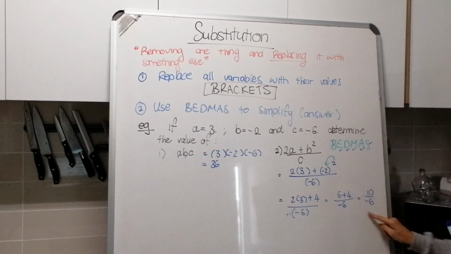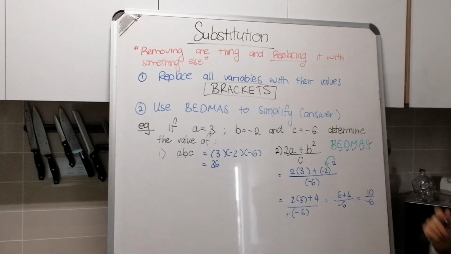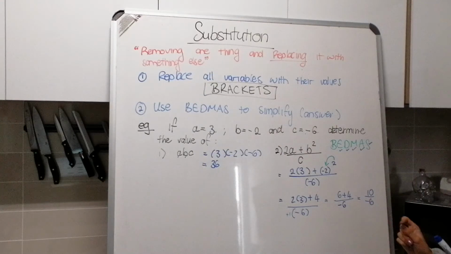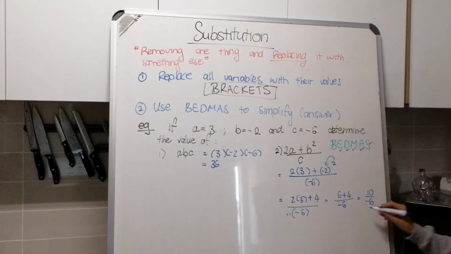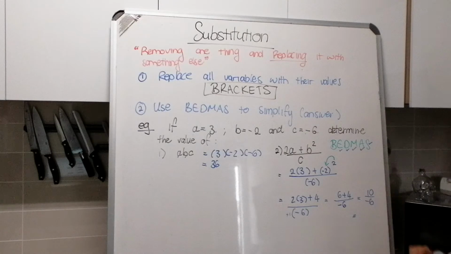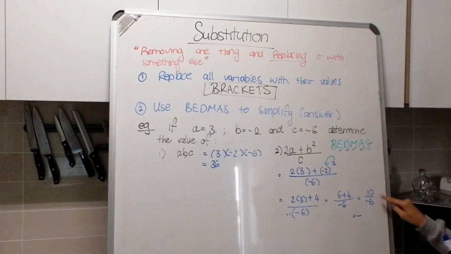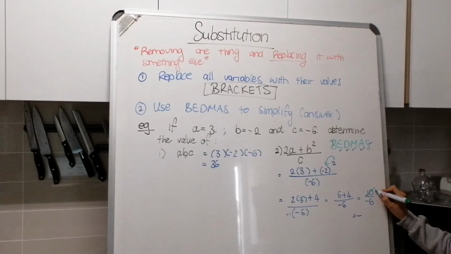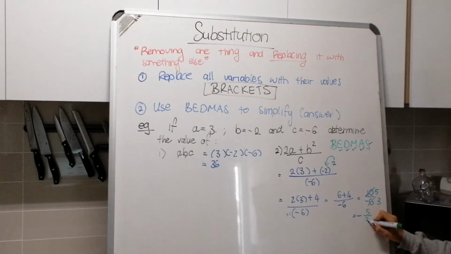Now at this point, I'm left with a fraction as an answer. Whenever you have a fraction as an answer, you simplify it. Okay, so I've got a positive over a negative. That's a negative answer. And 10 over 6, we ask ourselves, what can go into both? 2, okay? 2 goes into 10 5 times, and 2 goes into 6 3 times. So my answer for this is negative 5 over 3.